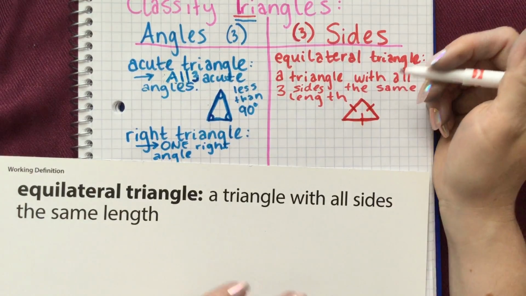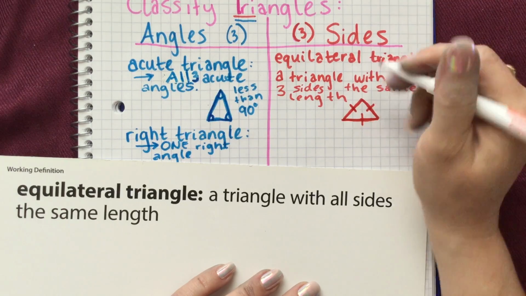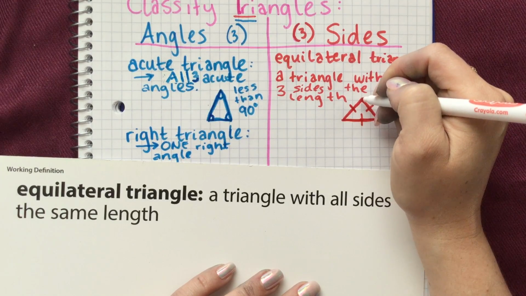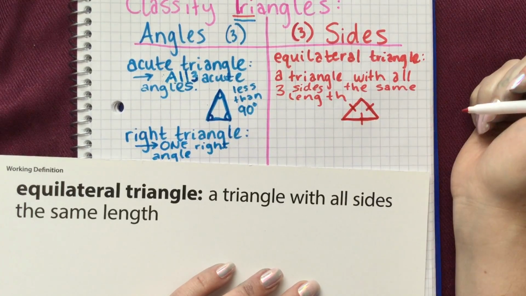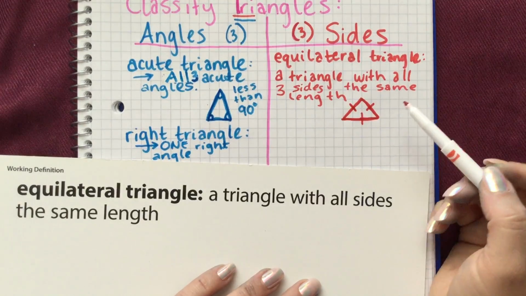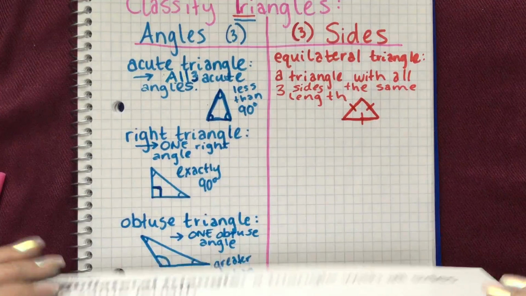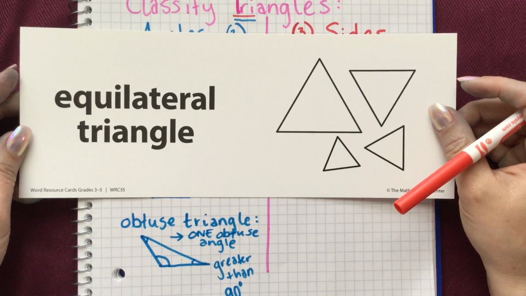Now remember, I'm not measuring it perfectly. I'm just doing my best with graph paper. So if you had a ruler, you could probably do way better than I could at measuring the sides of this triangle. But an equilateral triangle is a triangle with all 3 sides the same length. That is what an equilateral triangle is.